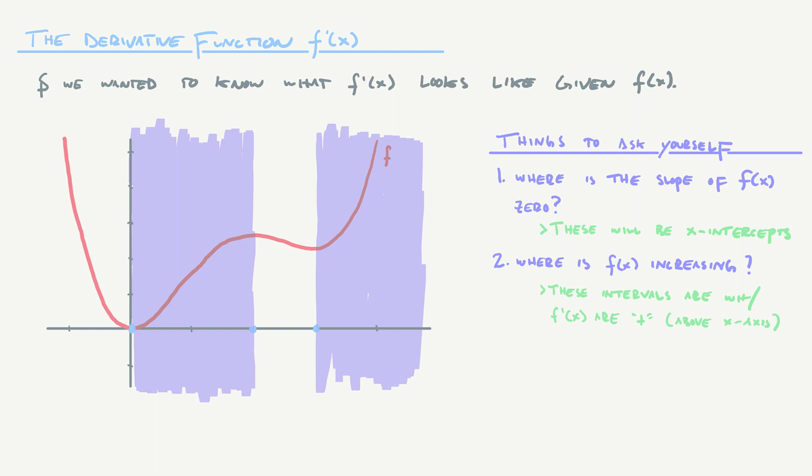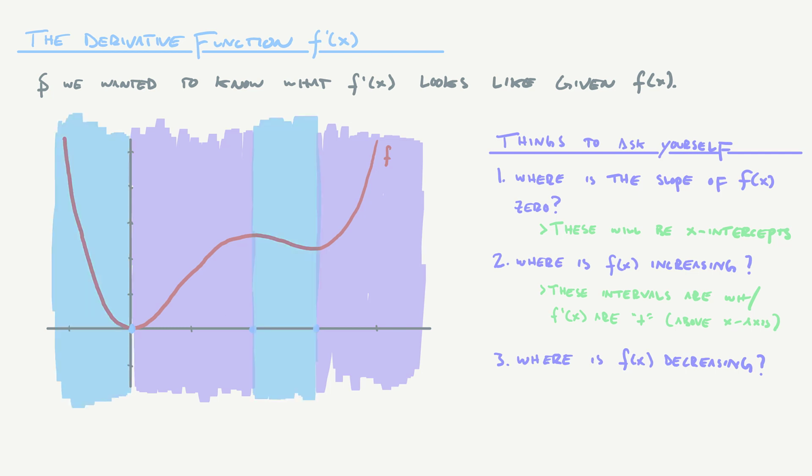The other side of this coin is we need to figure out, and this is the third thing, where is f of x decreasing? For polynomial functions, it's decreasing on the intervals that it's not increasing on. So in this case, it's just the other 2 intervals that exist here, namely negative infinity to 0 and 2 to 3, where the function has negative slope, and that's going to be where our f prime function, the derivative function, is below the x-axis.